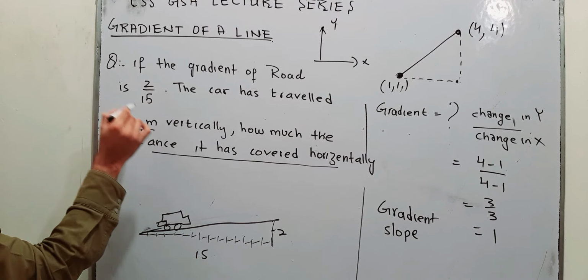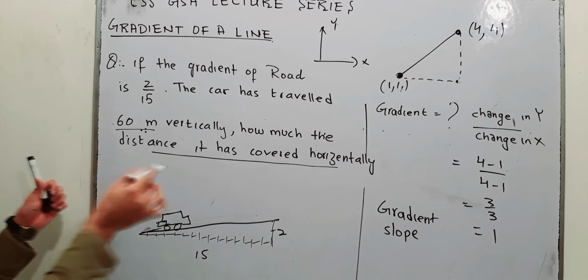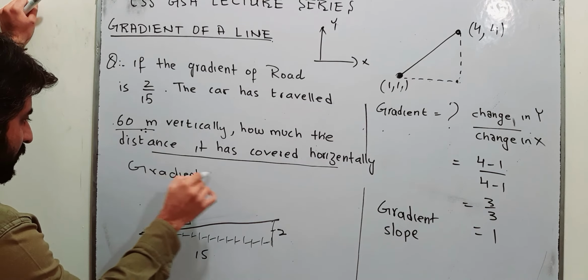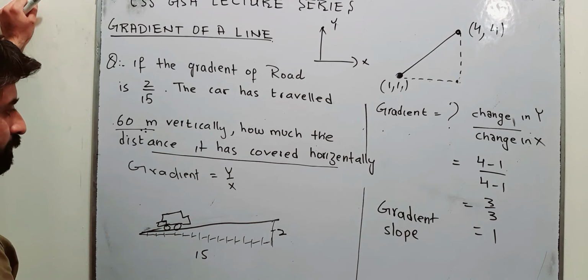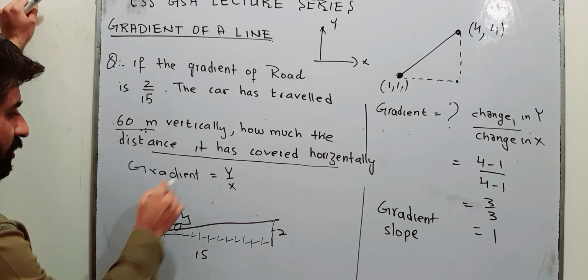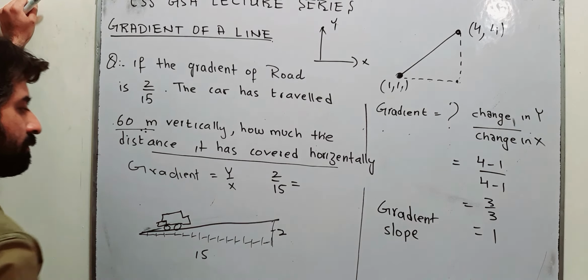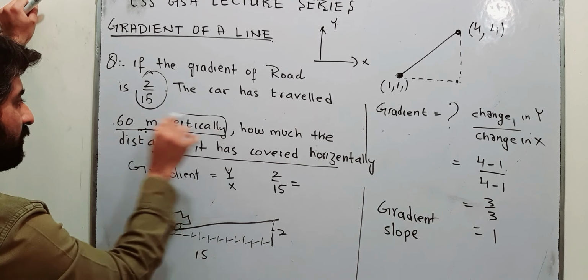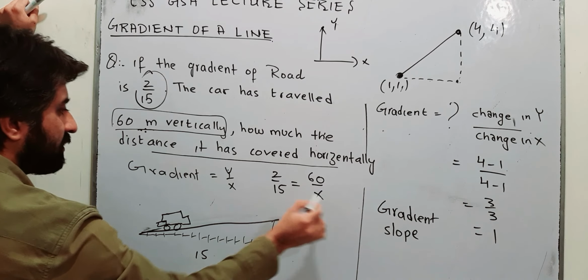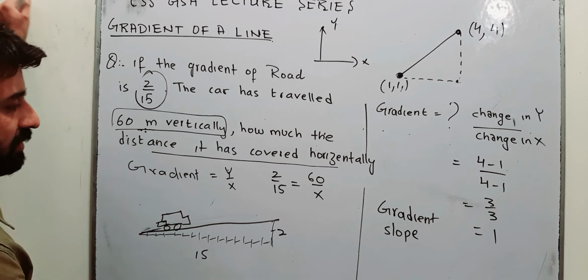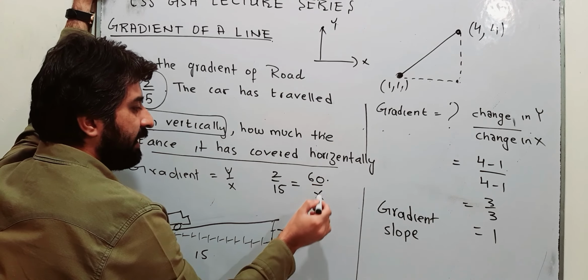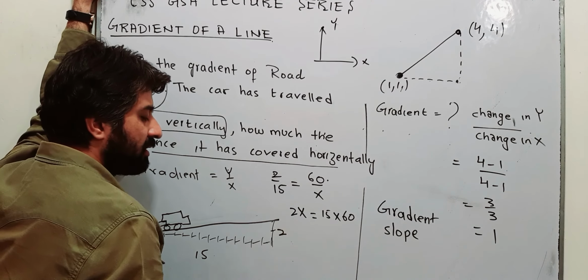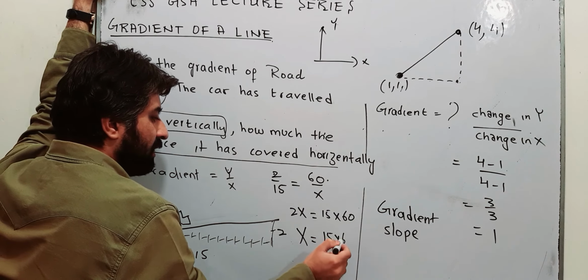If the car has climbed 60 meters vertically, how much has it covered horizontally on this road? That is quite simple. You know, gradient is equal to change in y over change in x. So gradient is 2 over 15, given. Y means the distance covered vertically. Y is 60 and x is the distance covered horizontally. Find it. By cross multiplication, 2x is equal to 15 into 60. You need to find x, that is 15 into 60 over 2.